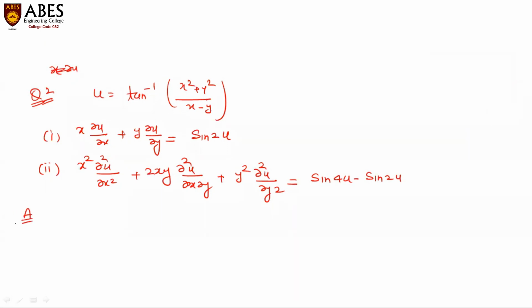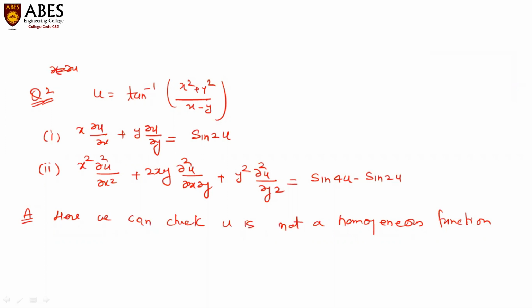So first we'll check whether u is a homogeneous function or not. So we can say easily that here u is not a homogeneous function. Here we can check u is not a homogeneous function by applying alternative tests, by replacing x by tx and y by ty.